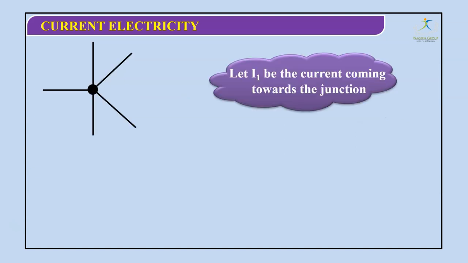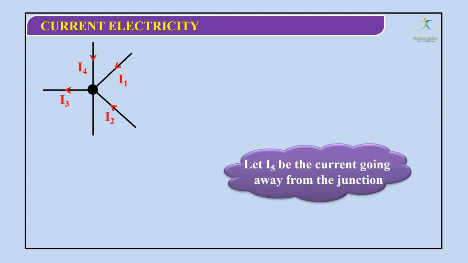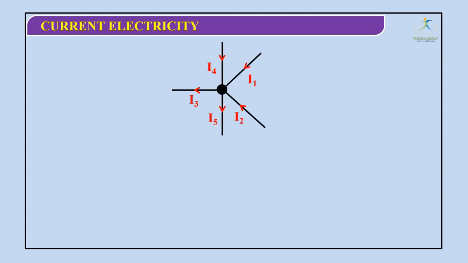Consider a junction. Let I1 be the current coming towards the junction and I2 be the current coming towards the junction. Let I3 be the current going away from the junction and I4 be the current coming towards the junction. And I5 is also going away from the junction. Then this is the complete structure of the particular scenario.